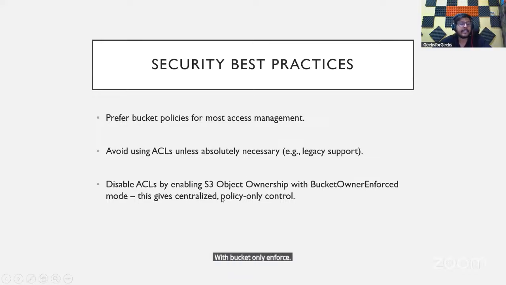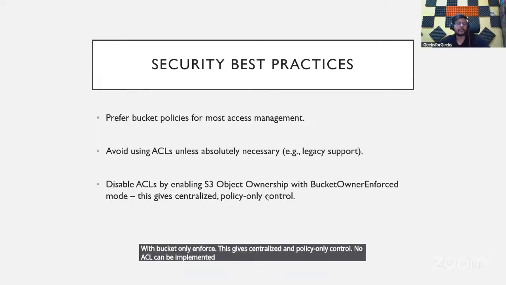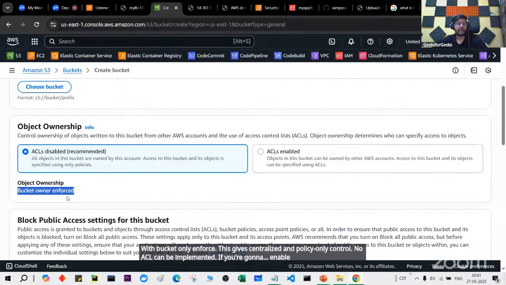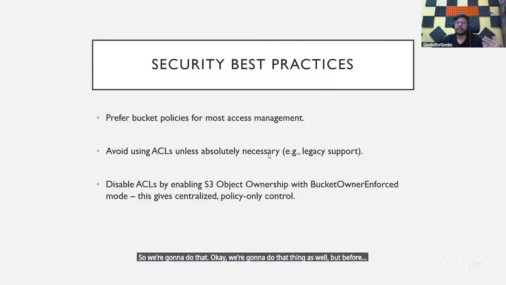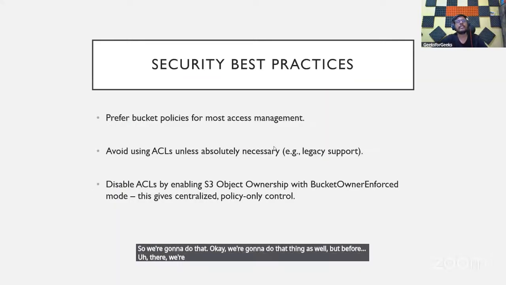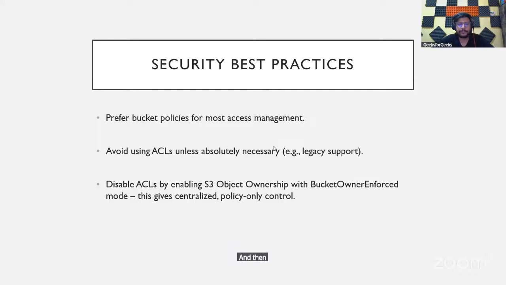This gives centralized, policy-only control. No ACL can be implemented if you enable this option. So in order to work with ACL you have to enable it from here. We're going to do that as well, but before that we're going to see how you can do things with bucket policy, and then through ACL.